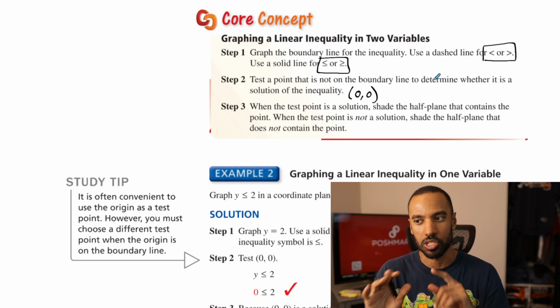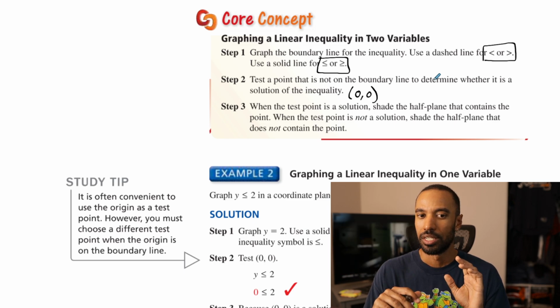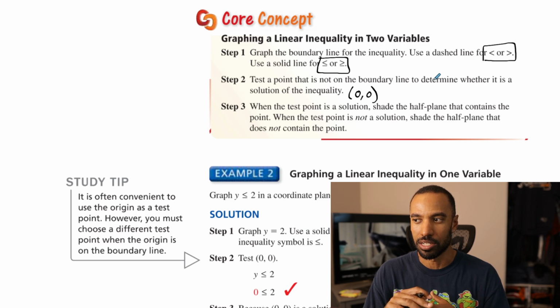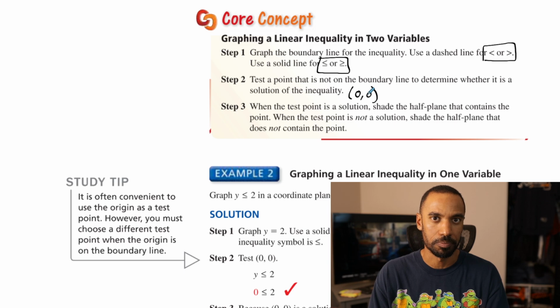Now, eventually, I'm going to talk about how we can determine whether to shade above or below based on what form we're in. If we're in slope-intercept form, I'll talk more about that. We'll get into that if the book doesn't. But otherwise, for now, they talk about testing a point. I'm going to recommend 0, 0.